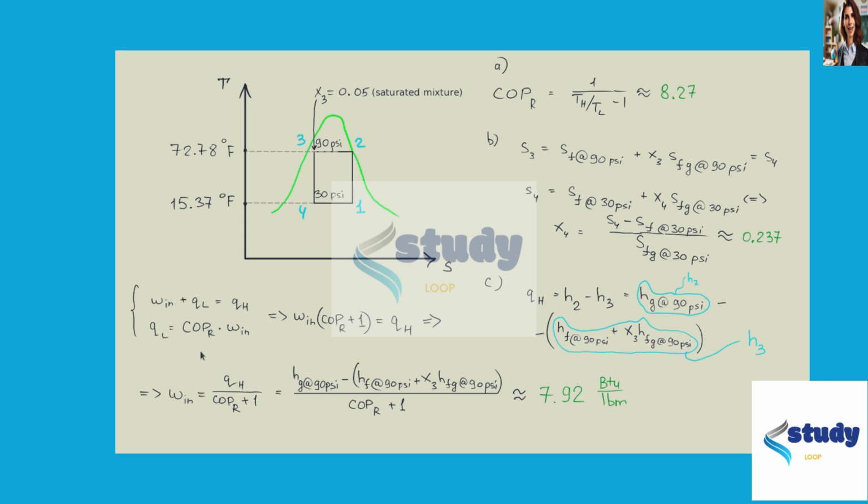We can now substitute this expression for QL into the first equation and then isolate W in from the resulting equation. And now W in is expressed in terms of the known quantities because we already know QH, we have just found QH.